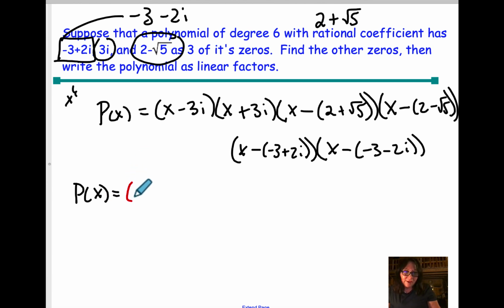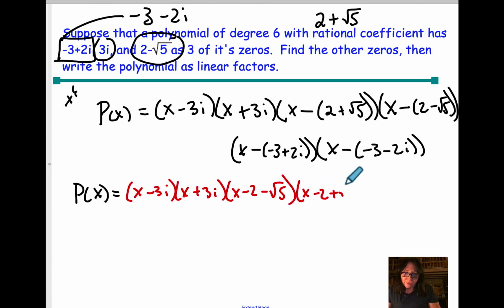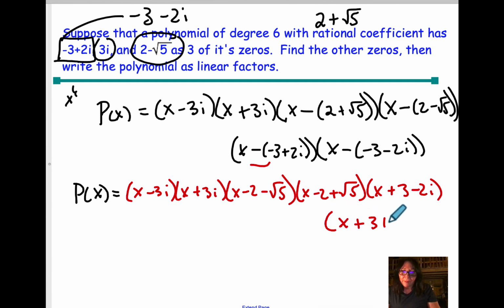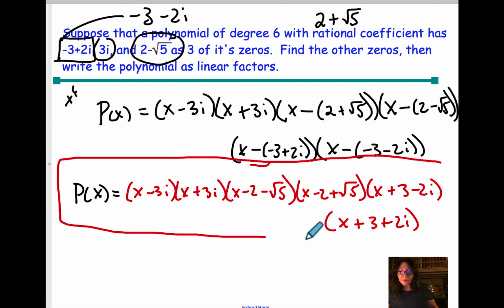I'm not asking you to multiply this out. You would then go x minus 3i times x plus 3i. But then you would have to distribute. So it'd be x minus 2 minus root 5, and then x minus 2 plus root 5. Then x plus 3 minus 2i, and the last one would be x plus 3 plus 2i. And then that would be the polynomial of degree 6, right? Because that's 1, 2, 3, 4, 5, 6, degree 6. That meets the prerequisites.